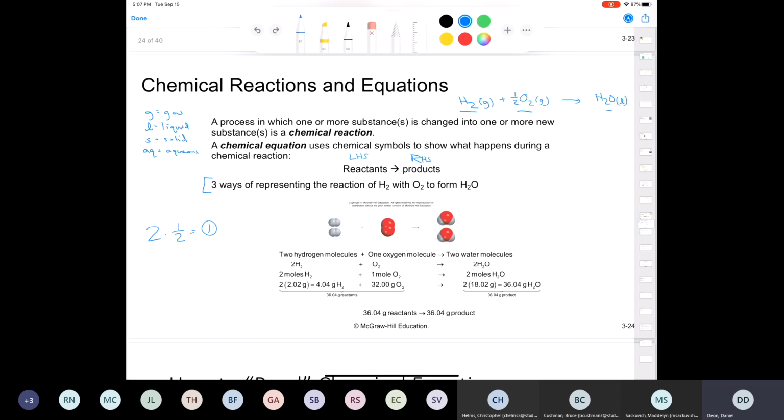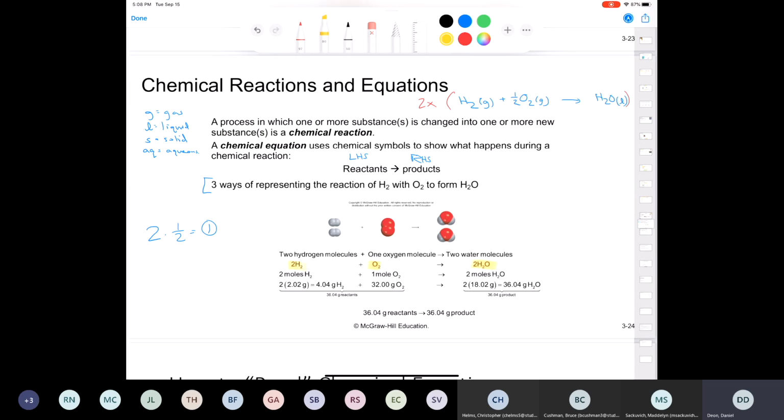Now, something that I've learned since moving to the United States is that generally we don't leave fractions in equations in chemistry. We usually multiply so that we can get rid of those fractions. And what do you have to multiply a half by to get rid of the fraction? Well, you multiply it by 2. If I multiply that entire equation by 2, I get what's shown right here. 2H2 plus 1O2 gives me 2H2O.